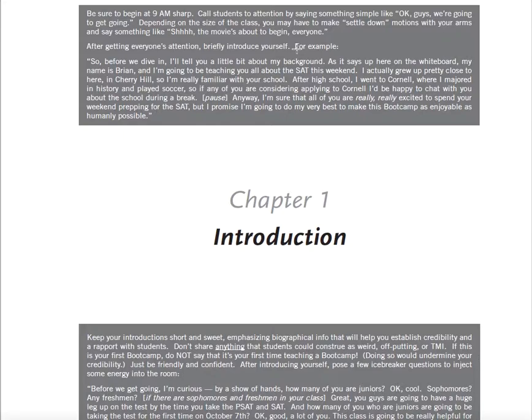by saying something to the effect of, "Hey guys, come on, we're going to get going now. I want to make sure that we start on time. So let's all face forward and we're going to begin today's session." Just something to that effect that really calls students' attention. As it says here on this page, if you want, you can say something like, "Shh, the movie is about to begin." That's a little bit cheesy, but honestly, it works really, really well on students.